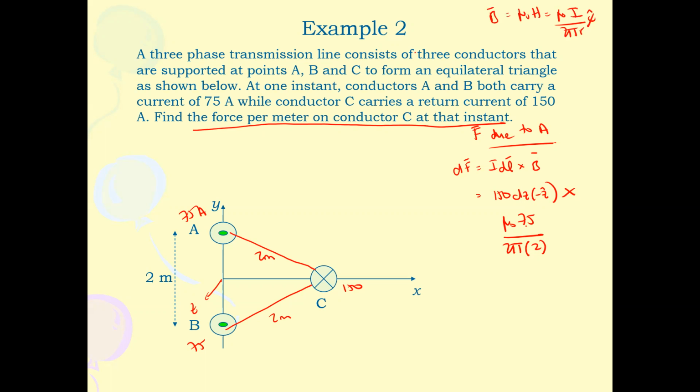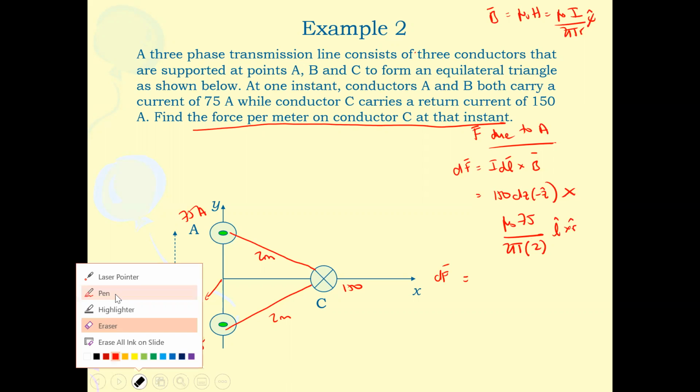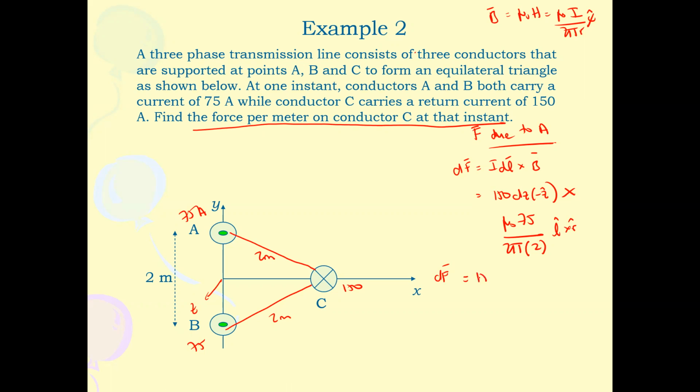So we have 75, r will be 2, and the phi direction will be L cross R. Let us find out what L and R should be, so we need to rewrite them. The dF here will be 150 dz of negative z cross mu naught 75 divided by 4 pi, L cross R. What is L?